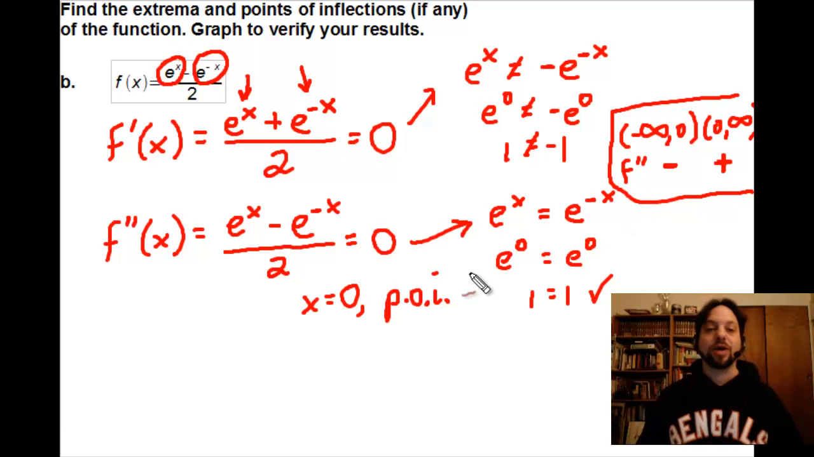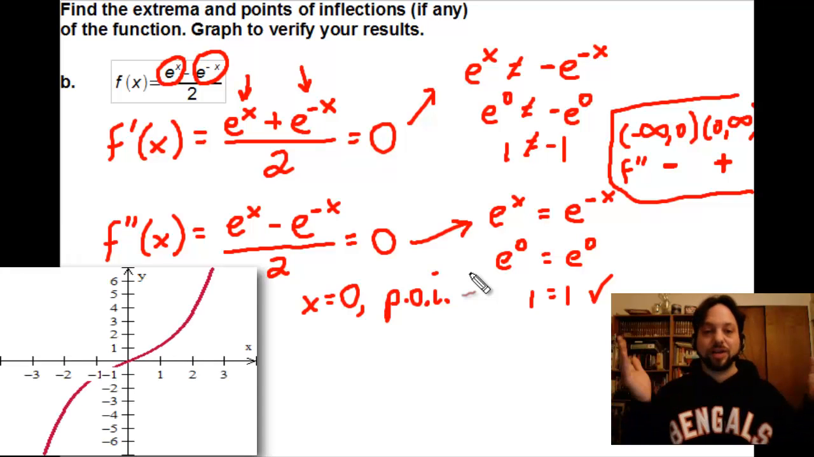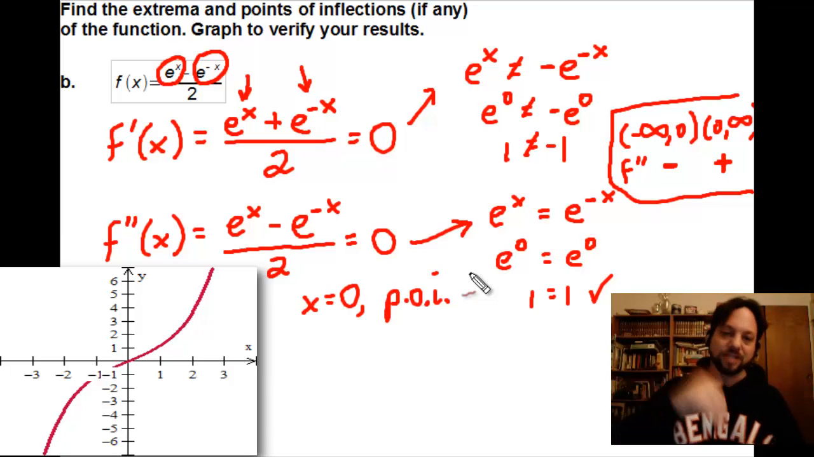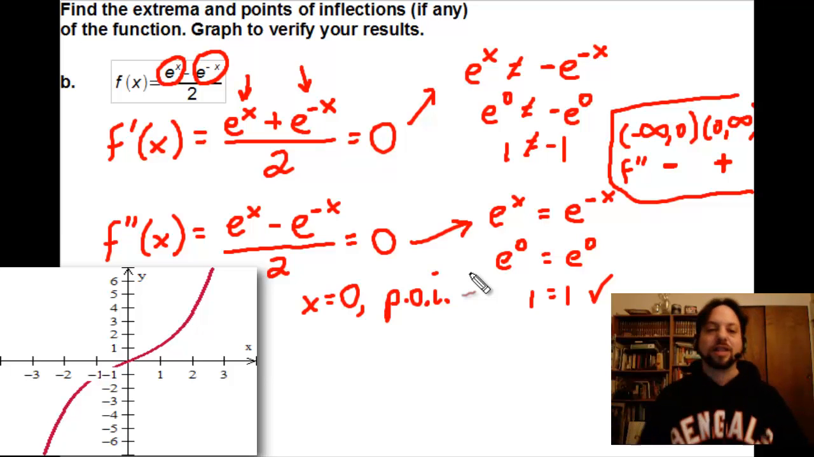In fact, let me go ahead and show you the graph of this function. And there it is. As you can see, the function does begin concave down, and at x equals 0, it becomes concave up. Are there any extrema that you see? Of course not. This function is strictly monotonic. In fact, it's monotonic positive. So there are no ups and then downs or anything like that. So there is how we can use e to find extrema and points of inflection.